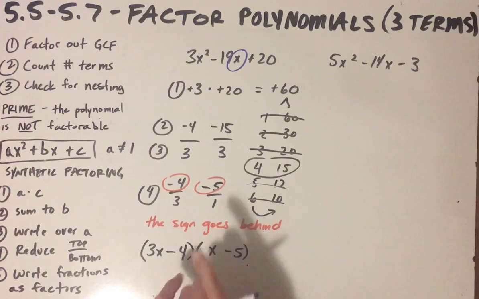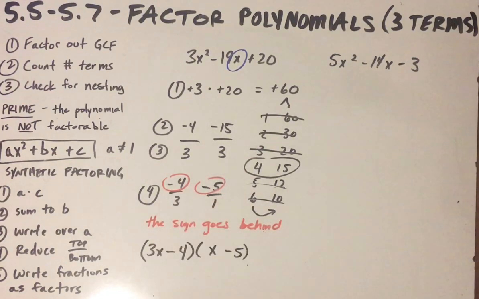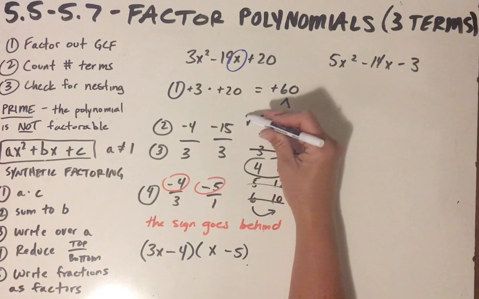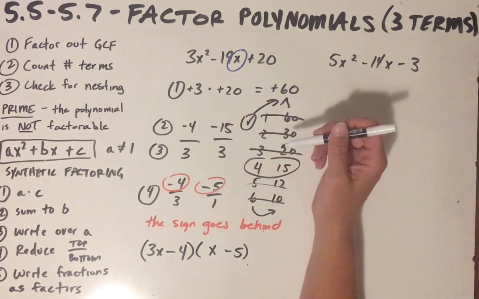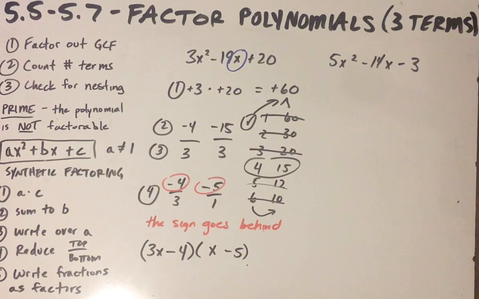So I'm literally taking this fraction and rotating it 90 degrees. That's how I get this. I've got the 3 and the -4, they go here. I've got the 1 and the -5, they go here. So I'm going to write them as factors. That is this process here, and the sign goes behind. Always, always, always write your signs here and check them. Check to make sure this multiplies to the 60 and sums to the -19. We did that, so we're good to go. Okay, so this is the process for synthetic factoring.